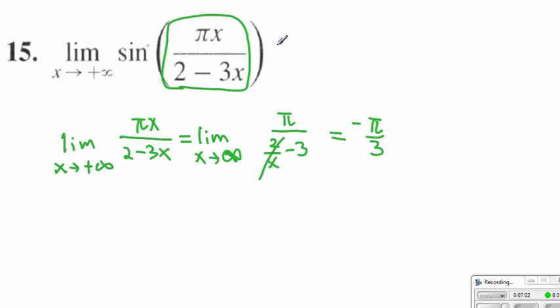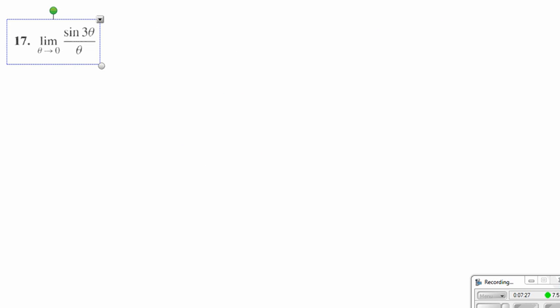So this will be, in fact, equal to sine of negative pi over 3. Now, sine of pi over 3, we realize that is equal to radical 3 over 2. But since we are looking at sine of negative pi over 3, we will end up getting negative radical 3 over 2. All right, let us continue.